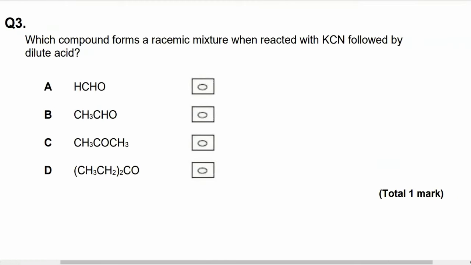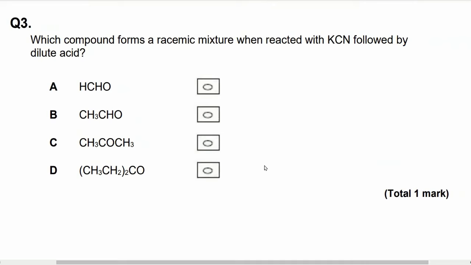Let's get into question number 3. Which compound forms a racemic mixture when reacted with KCN, potassium cyanide, followed by dilute acid, which gives us some hydrogen ions? A racemic mixture has an equal amount of each enantiomer. Enantiomers are molecules with a chiral carbon that can form mirror images of themselves.